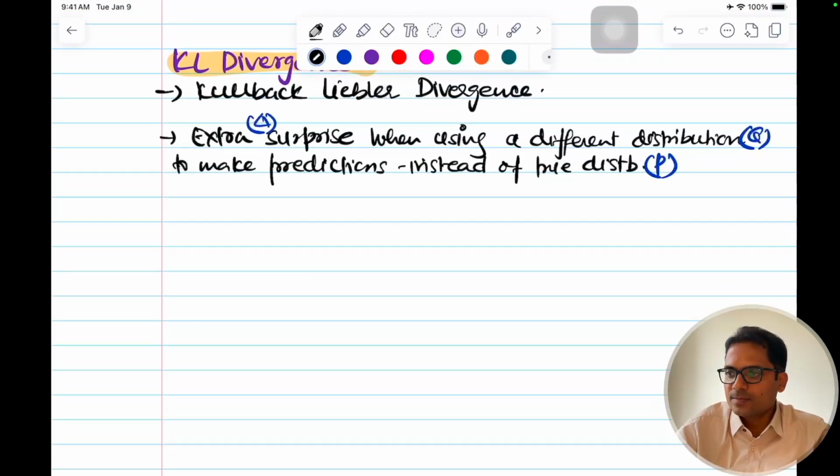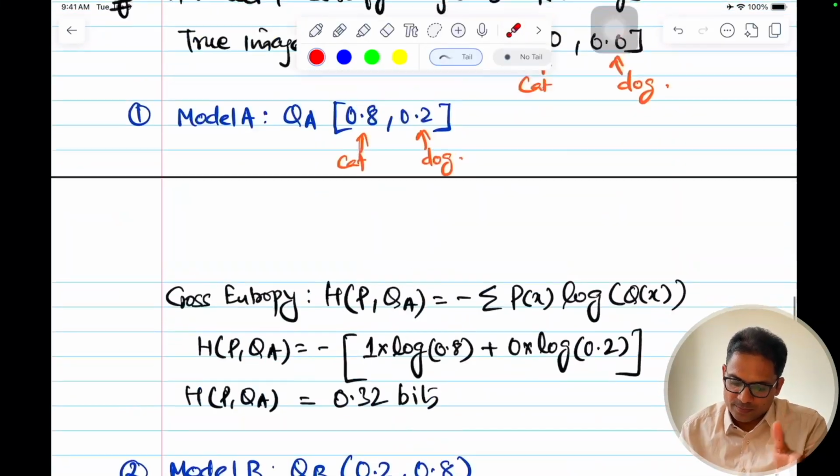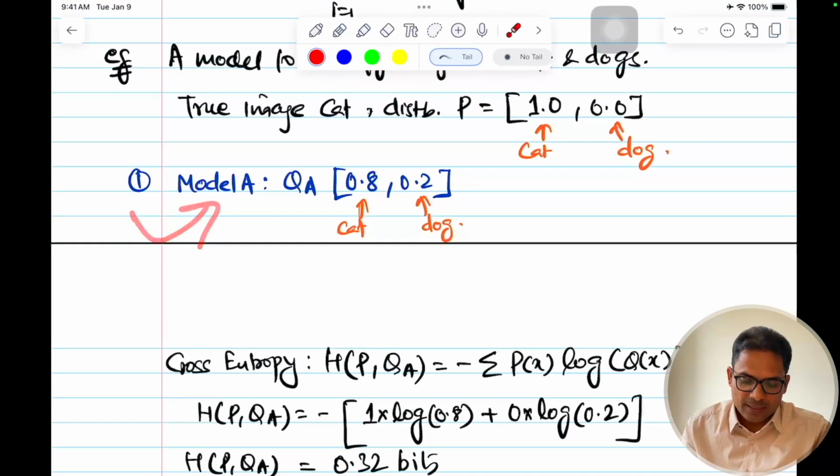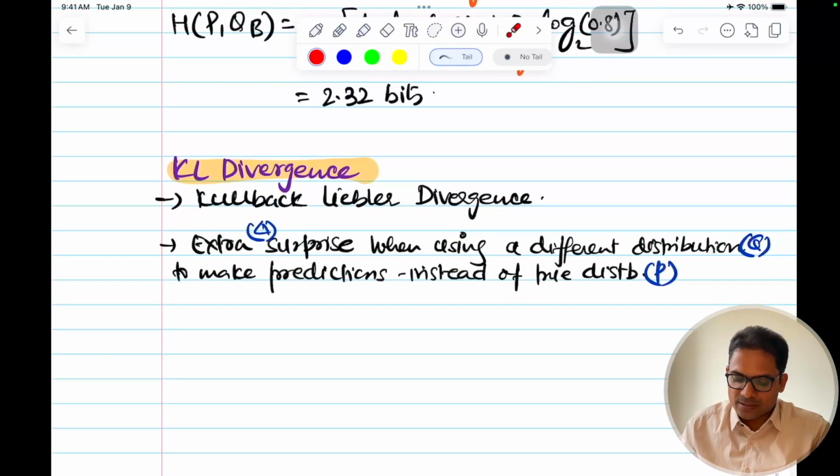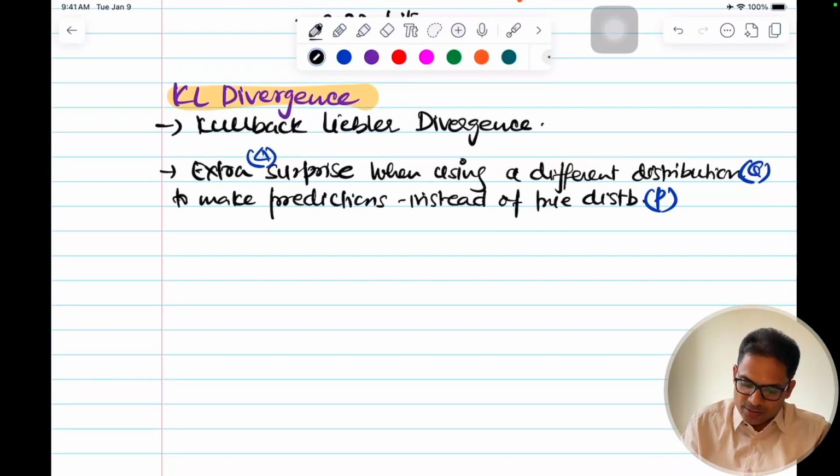In other words, this is the difference between the actual surprise which I got using cross entropy, the actual surprise that my model predicted, and what was the true value. KL divergence measures the difference between this actual surprise and the minimum possible surprise, which is the inherent entropy in that distribution. So let me write it down. This is written as D_KL, KL divergence.